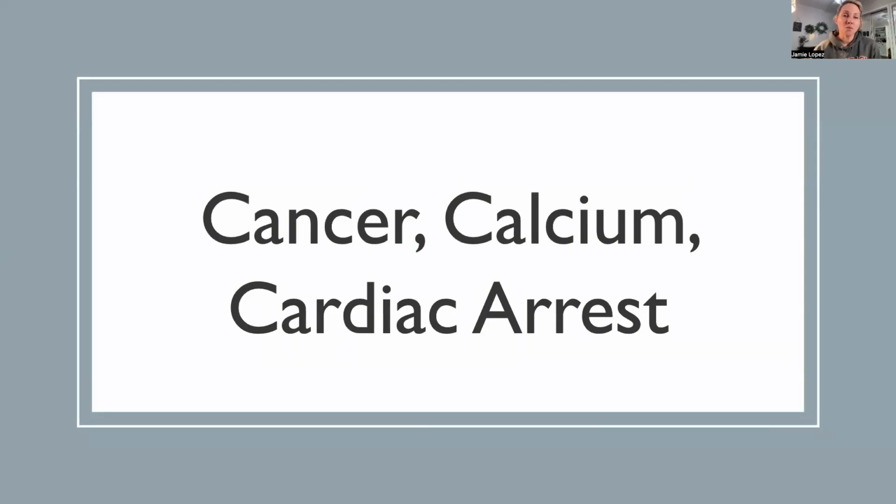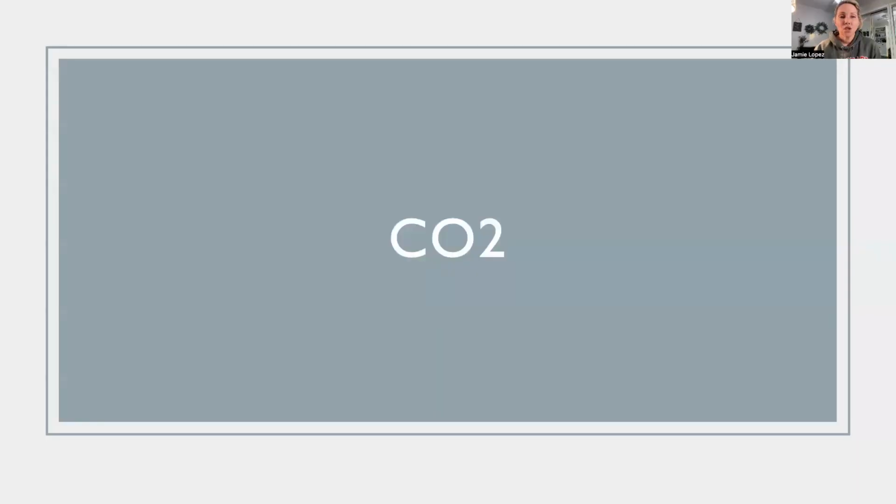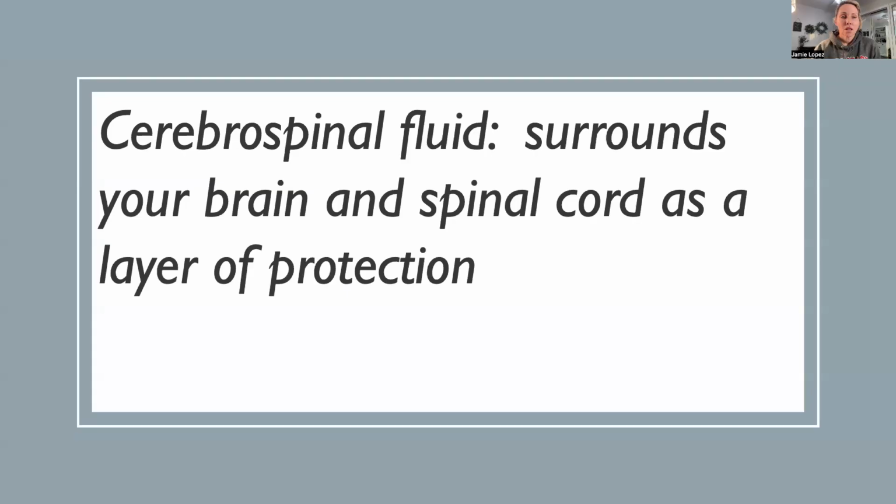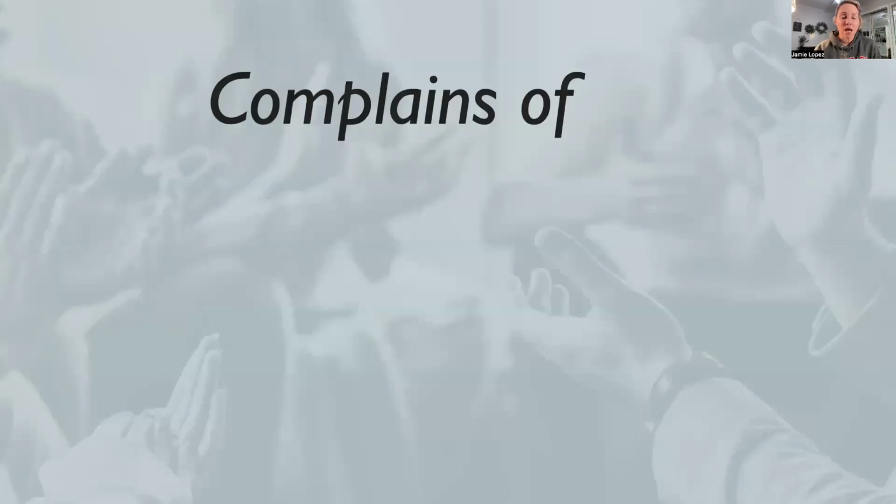CA, so CA has a lot of meanings. Capital C and a capital A to me means cancer, but it can also mean calcium or cardiac arrest. CO2, carbon dioxide. CSF, cerebrospinal fluid. So this is the fluid that surrounds your brain and spinal cord. It's a layer of protection, kind of keeps the brain and spinal cord buoyant. C/O. So this is complains of. So chief complaint of, complains of.